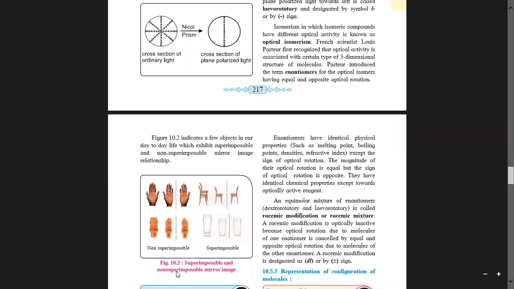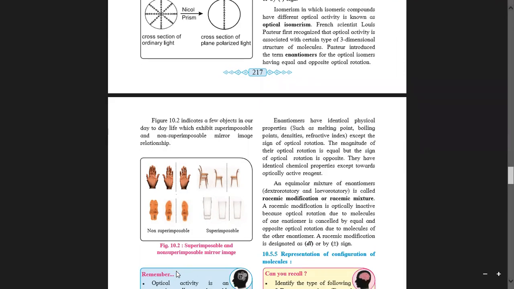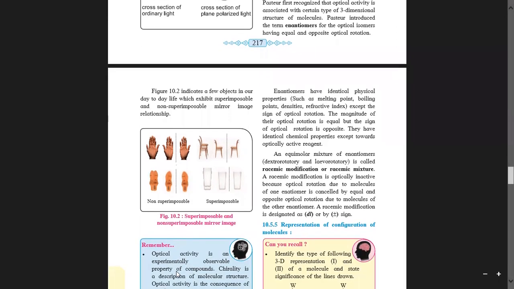They have the same molecular formula, same structural formula, but the arrangement of groups in space is different, and therefore they show opposite rotation of PPL, that is plane polarized light. That is called enantiomers.